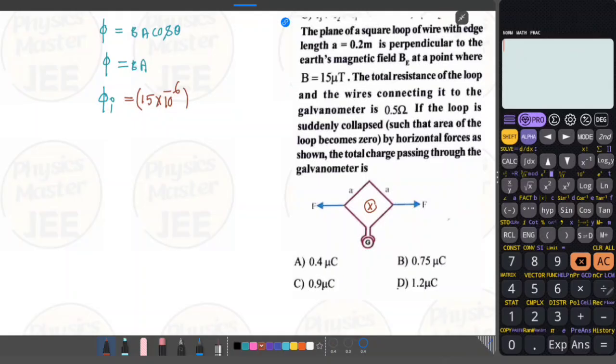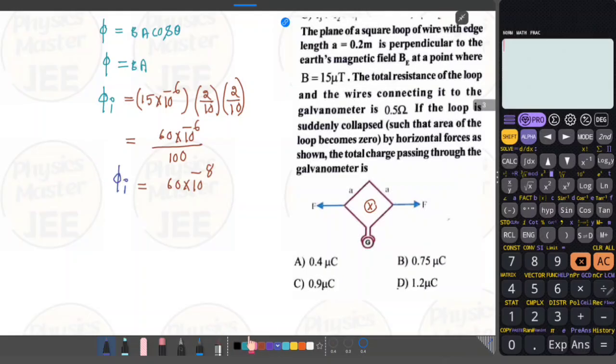What is the area here? Area can be written as 0.2 into 0.2, so this can be written as 2/10 into 2/10, which is the area, right? That gives 15 into 4, which is nothing but 60, so 60 into 10 power minus 6 by 100, right? So that will be equal to 60 into 10 power minus 8. So that is the initial flux. This is the initial flux, so that is φ_i.